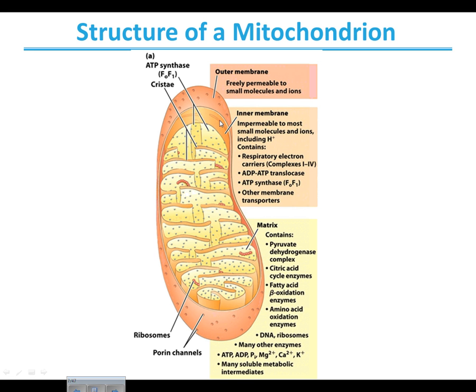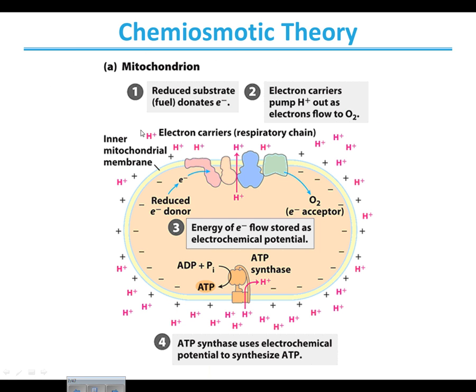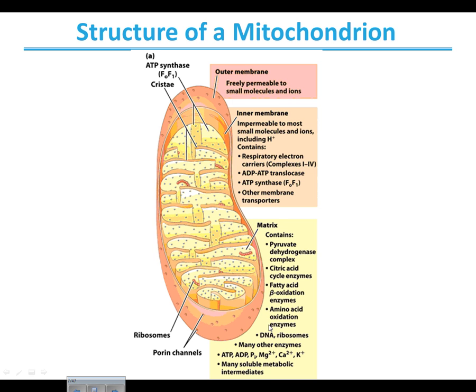The high proton concentration is because of the pumping that we saw a few minutes ago. So this is the intermembrane space where we have all the protons we've been pumping. Within that, we will now see what we call the inner membrane.